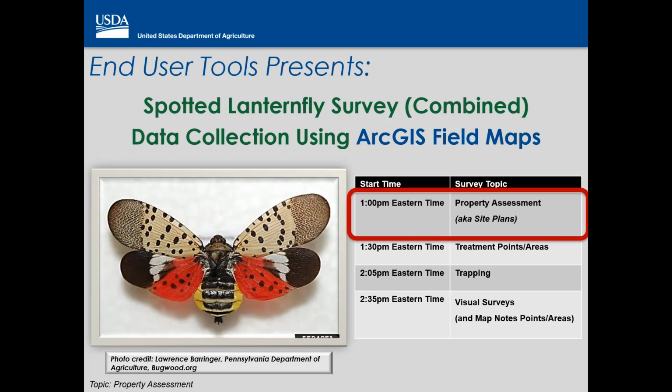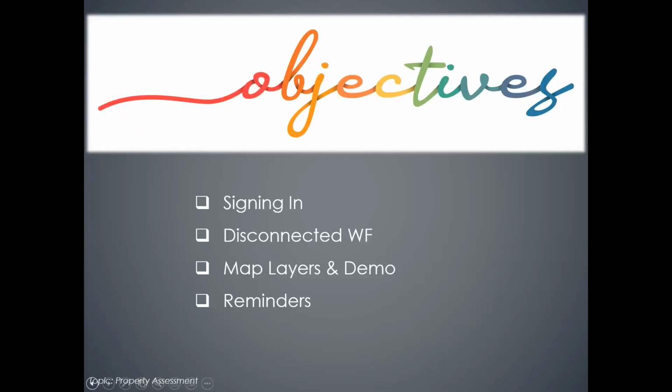The things that we're going to talk through today, this is going to be repeated each time. We're going to talk about signing in. We're going to talk about the disconnected workflow. We'll look at the map layer, in this case right now, the site plans layer. And I'm going to demonstrate it on the iPad. I'll try to give you a view of the iPhone as well. I know many of us use iPhones to collect data, and that's just fine. And then go over some reminders that we want to make sure you're keeping in mind.